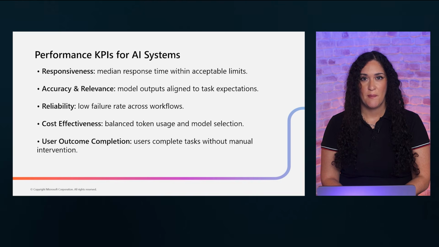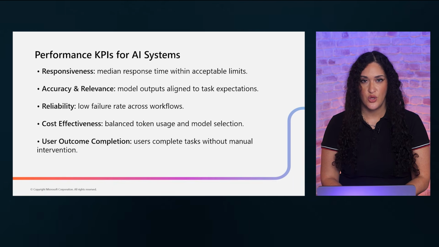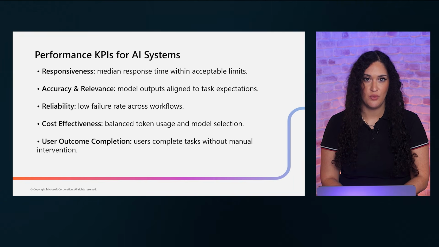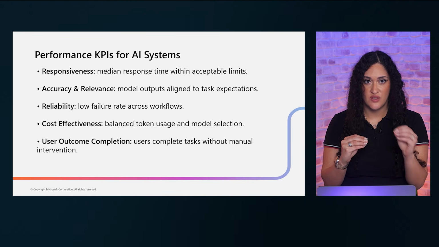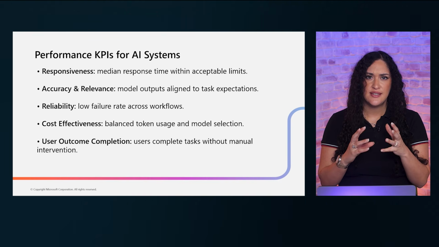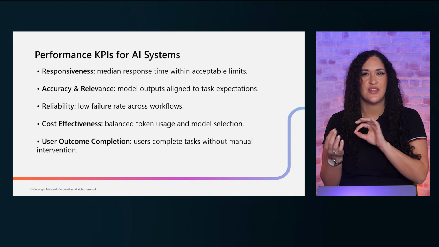Cost effectiveness balances token usage and model selection so you are not overspending for the quality you need. And user outcome completion ensures users actually finish their tasks without needing to escalate to a human. The best practice is to tie each KPI to a specific business outcome. Latency is not just a technical metric, it directly impacts user productivity and satisfaction.